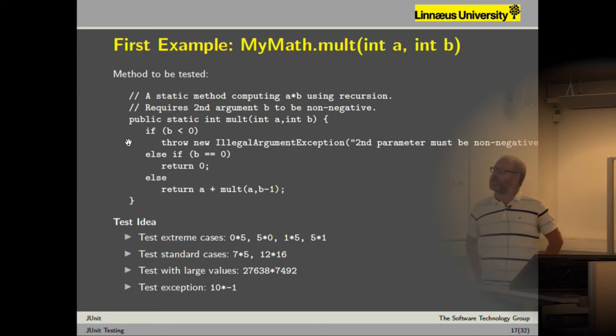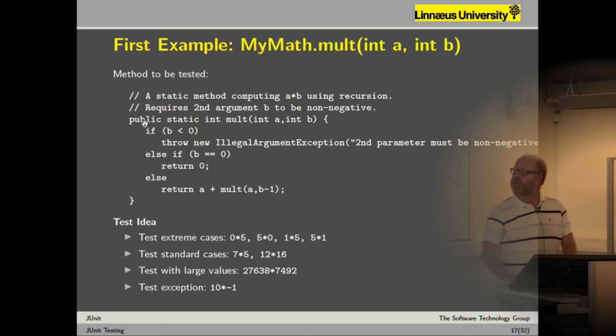My first example would be a test program that tests this simple method. I have a method here that just computes the multiplication a times b, but I do it in a bit strange way. I do it using recursion. So if b equals 0, then I know that the result is 0. We're multiplying a with b. If b is 0, then the result is 0. Otherwise, I'm saying that the result is a plus a multiplied with b minus 1. Does it make sense?